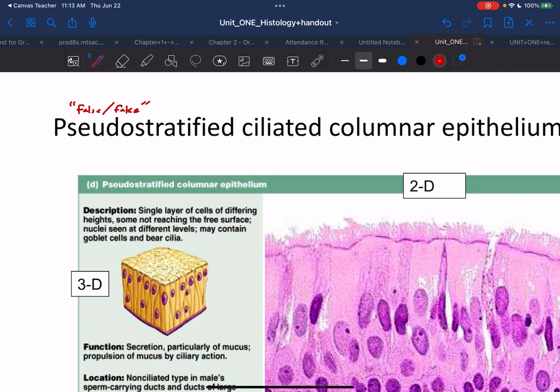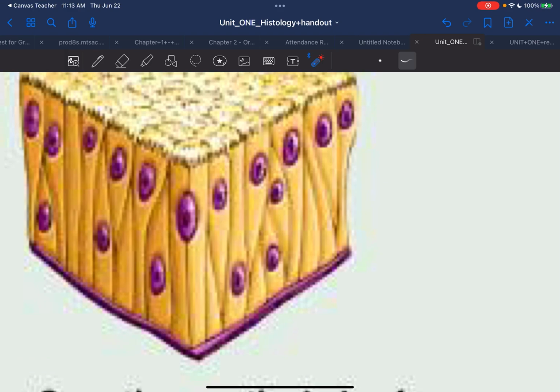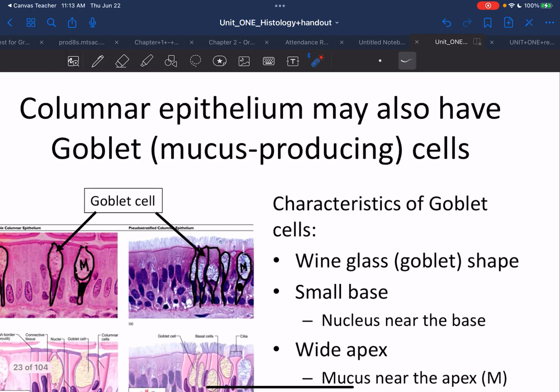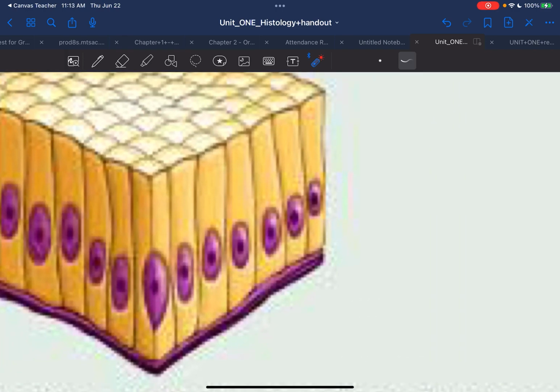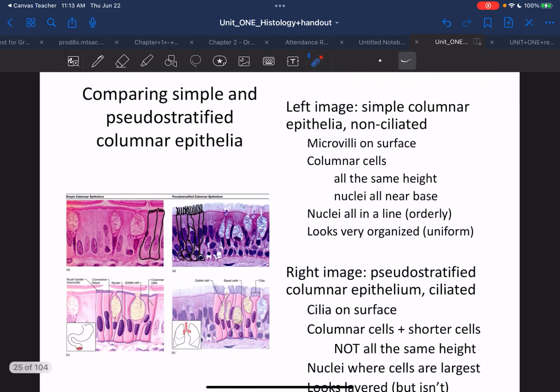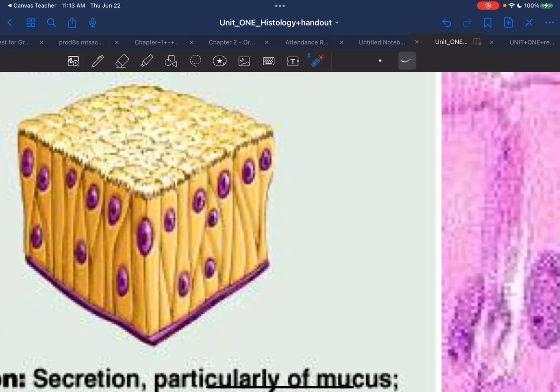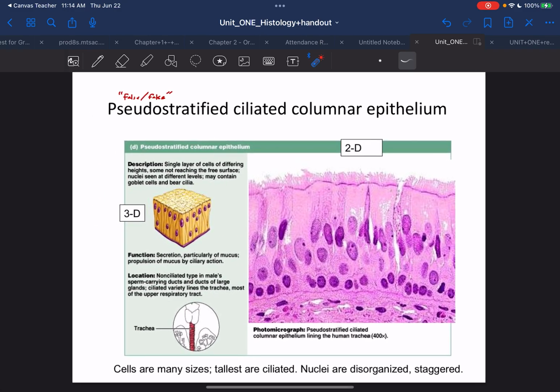So pseudo-stratified, it's saying falsely stacked, and you can see all those nuclei don't arrange as nicely as we saw previously, where we saw the simple columnar cells like this. You can see they were all in a simple arrangement like this, but in pseudo-stratified, they're stacked, but they're not really well stacked, right? They're in a single layer, but the nuclei don't really arrange themselves nicely. This is a very unique tissue.